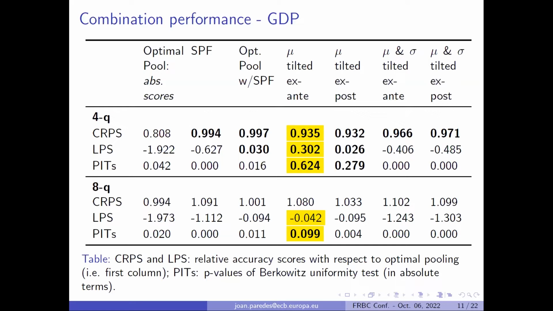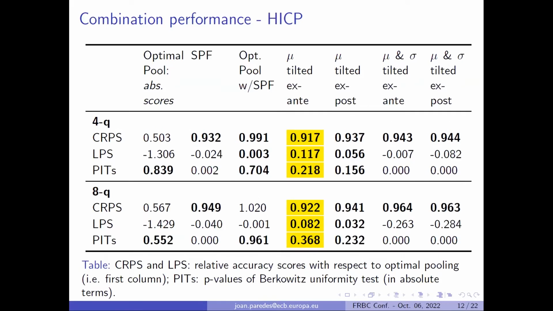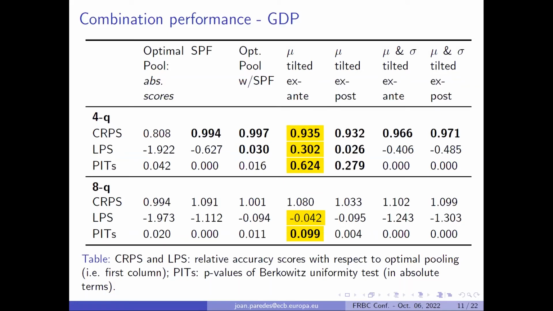As you can see here, it's for GDP, but we also have it for HICP, that is the next slide. The SPF is, in terms of GDP, not so good. But if you take a look here, the SPF by itself at 4 quarters and 8 quarters, this is now HICP, you can see that in terms of CRPS, it's relatively doing a good job, okay? Let me go back here. Then, of course, when you include the SPF in the optimal pool, it's going to be given a certain positive weight, okay?